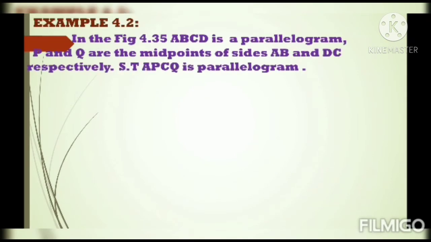So, our next problem is example 4.2. In figure 4.35, ABCD is a parallelogram and P and Q are the midpoints of the sides AB and DC respectively. Show that APCQ is a parallelogram. So the figure 4.35 is here. ABCD is a parallelogram, isn't it? P and Q are the midpoints. That means P is the midpoint of AB and Q is the midpoint of DC.